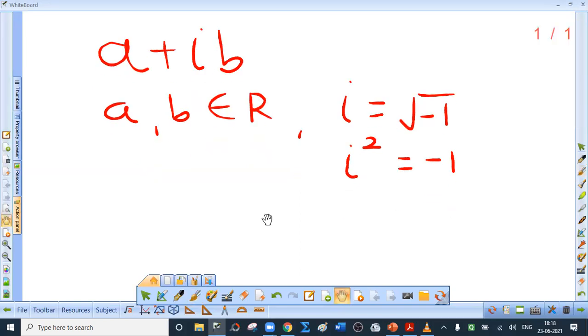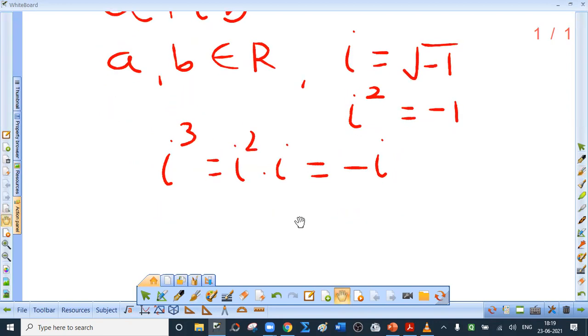What will be i cube then? i cube is nothing but i square into i, but i square itself is minus 1, so it is minus i. What is i raised to 4? i raised to 4 happens to be the square of i square, but i square is minus 1. Minus 1 square is nothing but plus 1. So you should know about this.